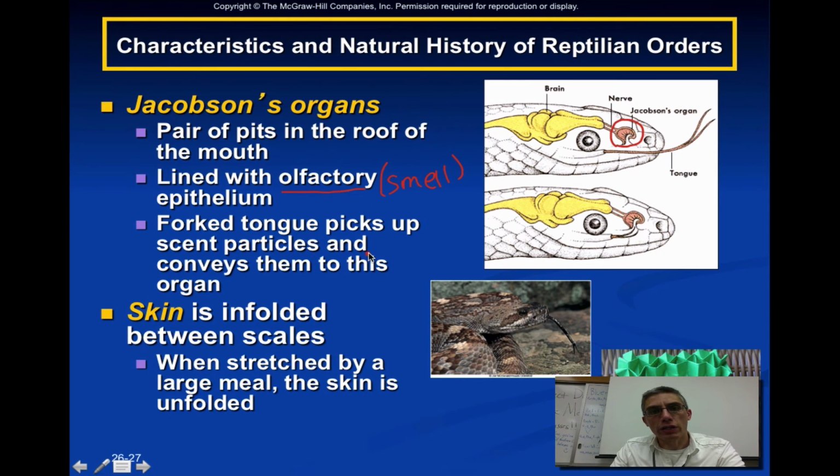Now, the forked tongue is often used to pick up these scent particles in the environment, and move them over to these pits so they can be picked up by this epithelium.